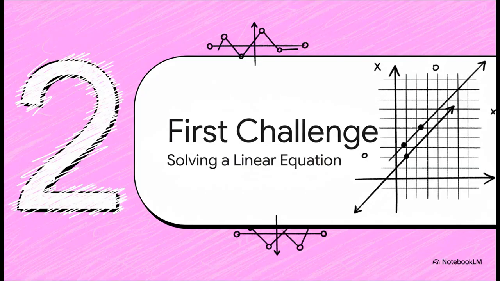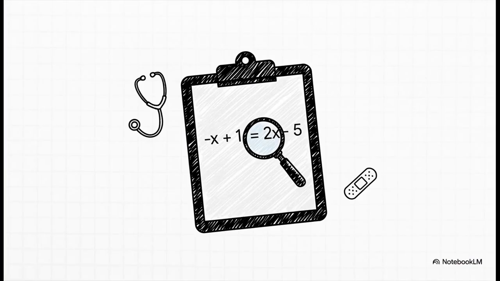Okay, enough talk, right? Theory is great, but let's actually do one. We're gonna start with a pretty straightforward linear equation for our first challenge. So here's the problem we're up against. Negative x plus 1 equals 2x minus 5. Now normally, you'd start moving stuff around, right? Adding x to both sides, all that jazz. But we're not going to do any of that. We're just going to graph it.